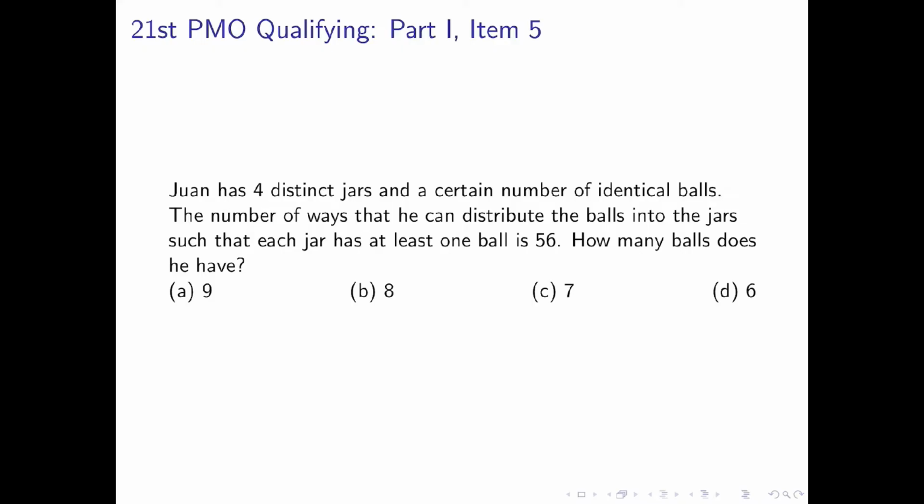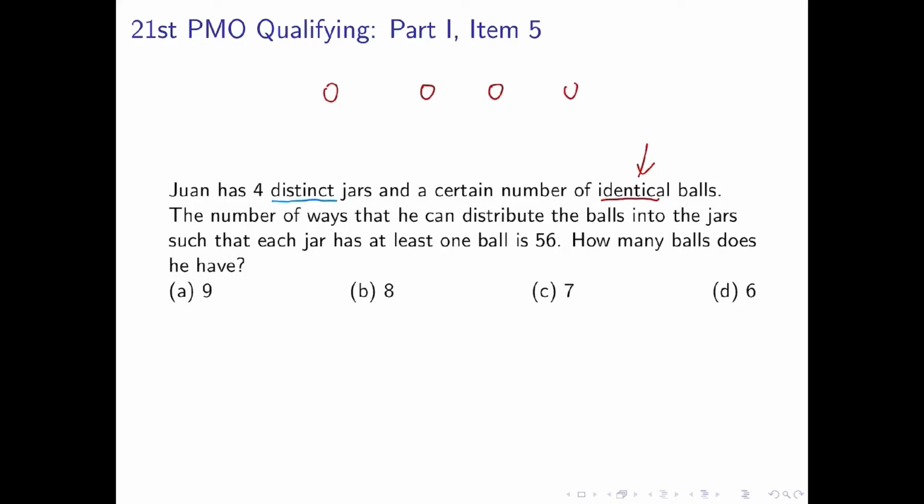Now, the typical setup of stars and bars is you have a distinct number of containers, so in this case jars. You're trying to distribute a certain number of identical balls. So you're distributing, take note here, identical balls. I'll show you now why. So, identical balls into distinct jars.